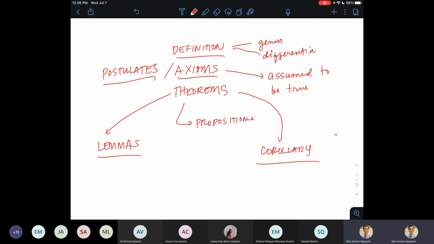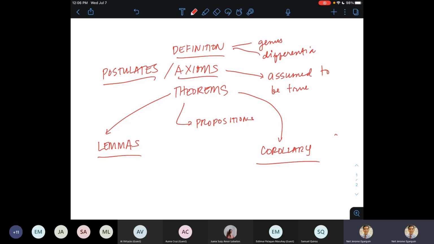Okay, the corollary is a theorem on its own, but it is a direct consequence of the preceding theorem. So parang anak lang siya ng theorem. So you can think of a lemma to be the father or the mother of a theorem, but the theorem is the major one, and then the corollary is just an offspring of the theorem. So para lang medyo mag-guide kayo on how to read the modules or how to read any mathematical text.